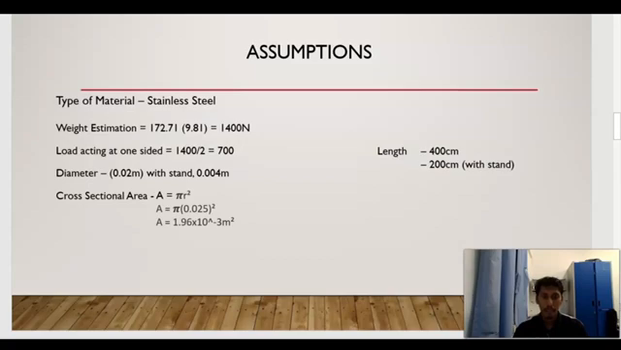My name is Kavir Rajendran, and I'm going to talk about the assumptions of the structure picture that we have been given. The type of material is stainless steel. The weight estimation is 1400 Newton. The load acting on one side is 700. The diameter is 0.02 meter with a stand of 0.04 meter. The length is 400 centimeters and 200 centimeters with a stand. The cross-sectional area is 1.96 meter cube.